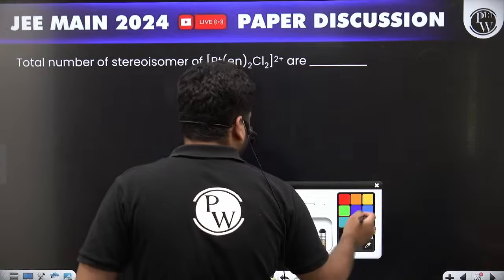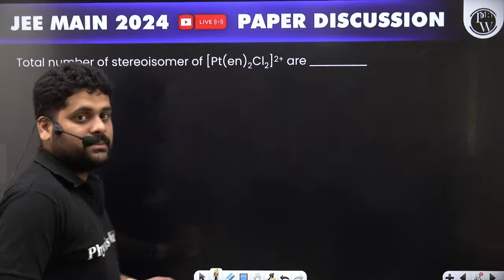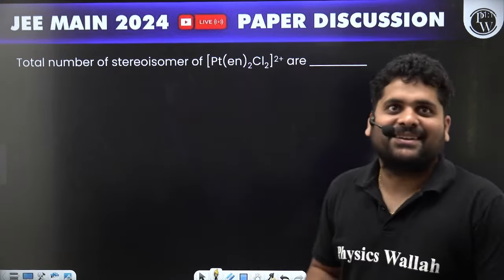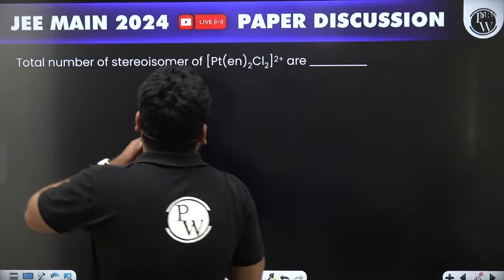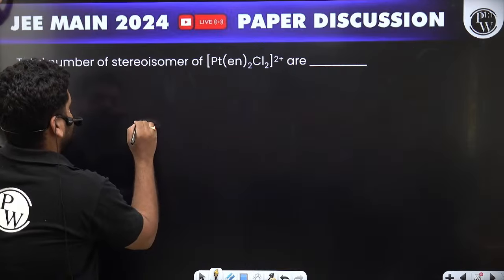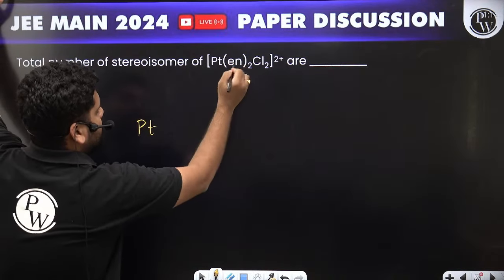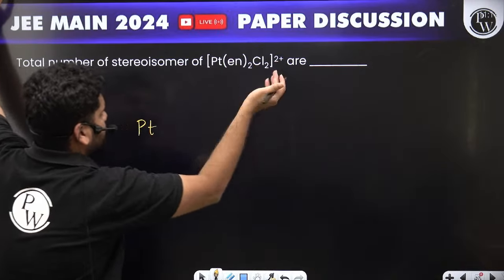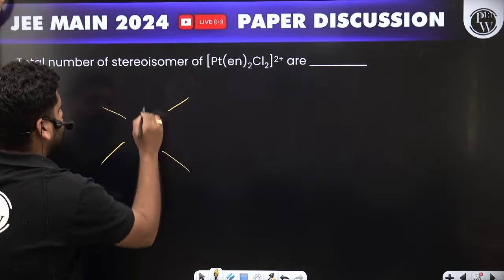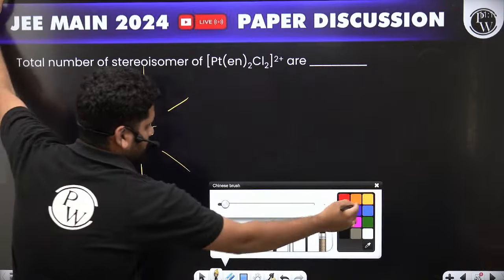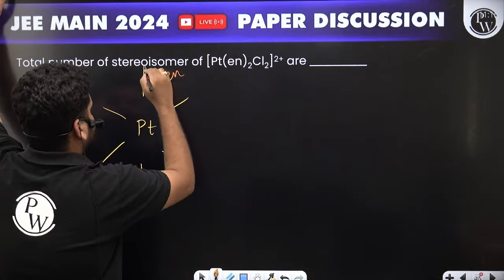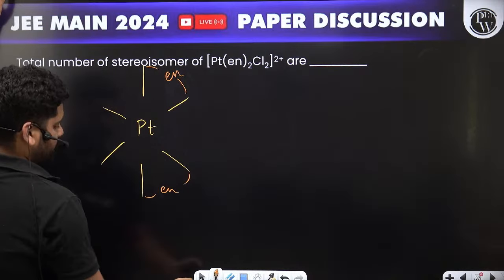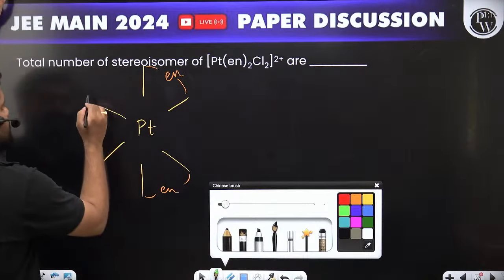Total number of stereoisomers, which means it should include geometrical as well as optical, right? Now, next one: Pt(en)2Cl2. This is a square... this would bond, one en would bond with two bonds, and here you have two, so the geometry is going to be octahedral. You are going to represent it in this way, right? So one en over here, bonded like this, another en over here bonded like this, and then we have two chloride ions, Cl and Cl.